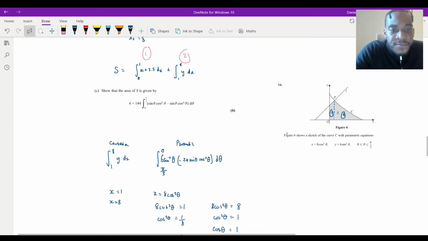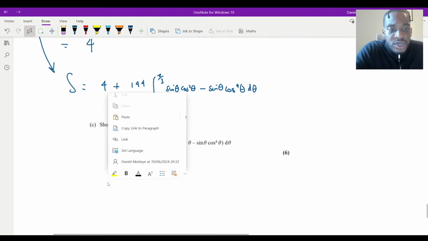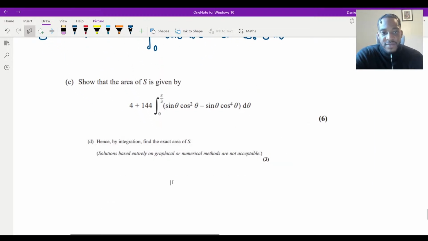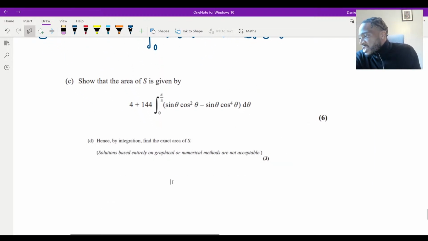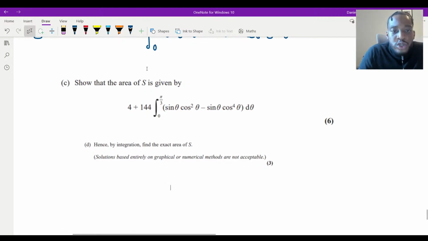So if I do it again now, we need to find the exact area of S. So we just need to work out what this S is now. We need to integrate this essentially. Now, how do we integrate something like this? You've got to use the reverse chain rule, because if you look at these here, it's of the form where I've got a derivative, cos differentiates to sine, and we've got a power here.